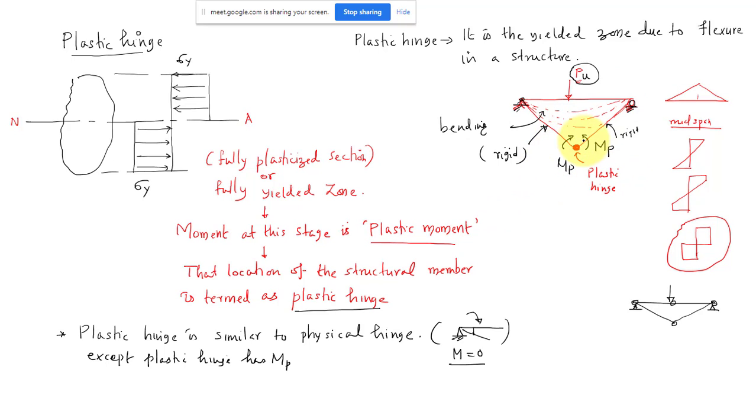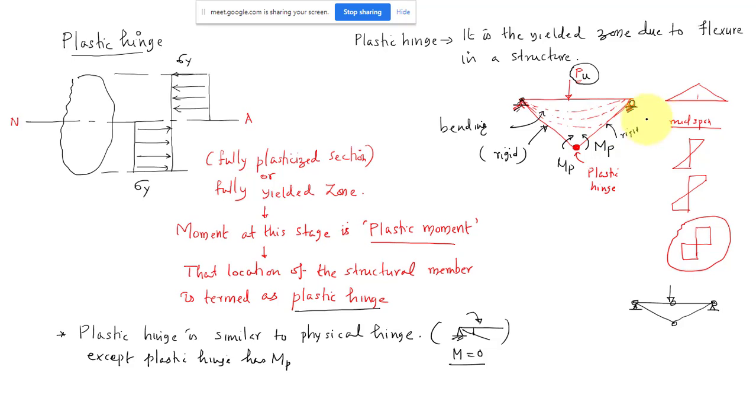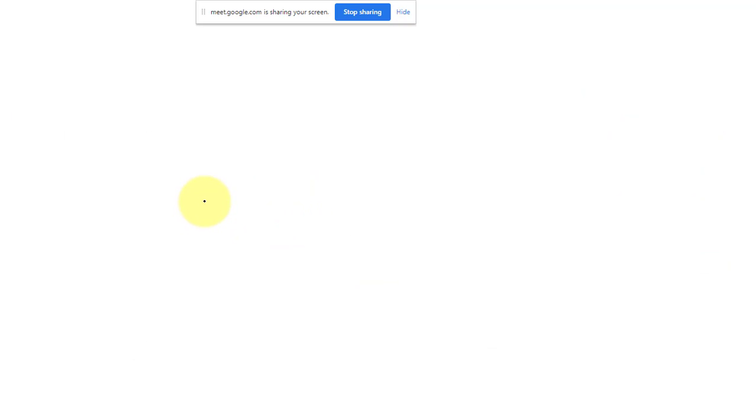So we will discuss this plastic hinge again. Right now, let us discuss the three stages. If you keep on increasing the load, it is first in the linear elastic range, then elastoplastic, then plastic. So basically there are three stages of the moment of resistance.